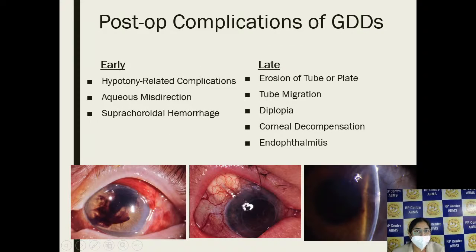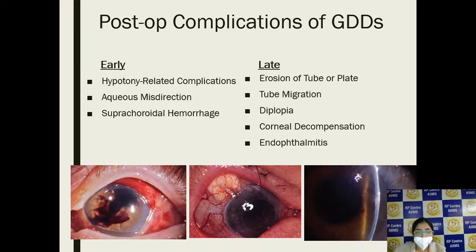Now, the post-operative complications of glaucoma drainage devices can be divided into early and late phases. Early: hypotony-related complications can occur, aqueous misdirection can occur, and suprachoroidal hemorrhage. While in the late phase, there can be erosion of the tube or the plate, tube migration, diplopia, and corneal decompensation. The most dreaded of them is endophthalmitis, which can occur.